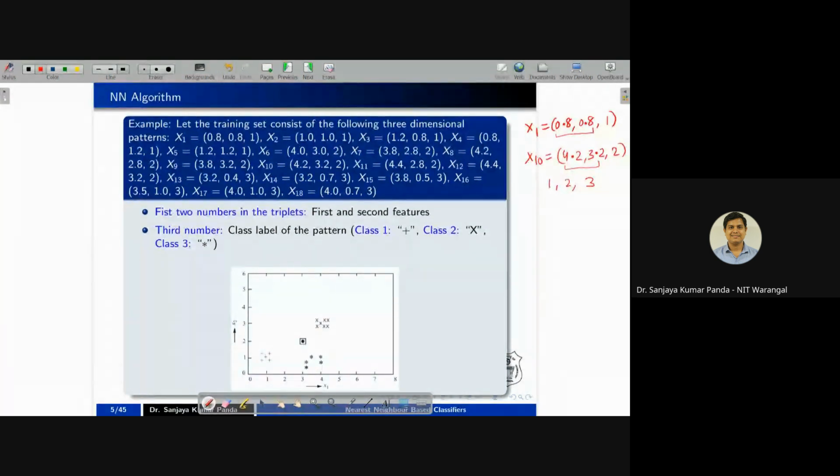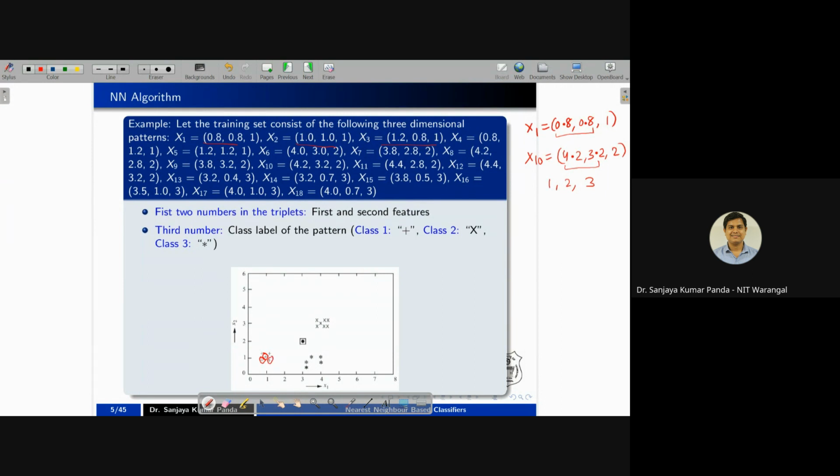So what we have to do first is consider the two numbers in the triplet to plot the points in a particular graph, or you can take a piece of paper, and based upon these feature values you can plot a particular data point, right? For example, for 0.8 and 0.8, the x-axis is 0.8 and the y-axis is 0.8. This plus sign represents 0.8 and 0.8. In the x2 case it is 1 and 1, so you can see this plus indicates 1 and 1. Similarly, 1.2 and 0.8: x-axis is 1.2, y-axis is 0.8.